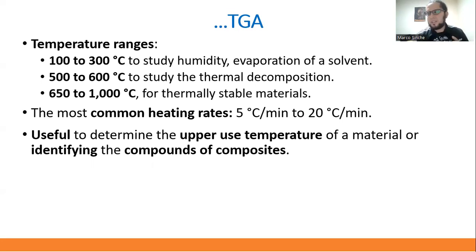Commonly, the heating rates are 5 to 20 degrees per minute, and according to the rate, one could understand a little bit more about the upper use temperature of a material. For example, if the heating is with a high rate, or identifying the compounds of composites if the heating rate is a little bit lower.